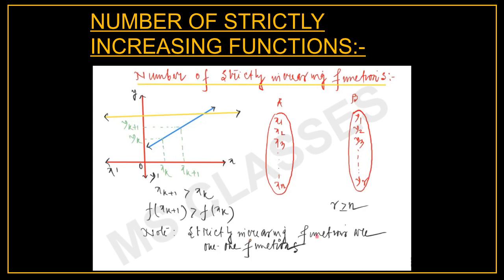So strictly increasing functions will be possible, or will exist, when r is greater than or equal to n. Okay. Now we have to find how many strictly increasing functions are possible. Before we start that, at first, you know that as the values of x increase, the values of y should increase.